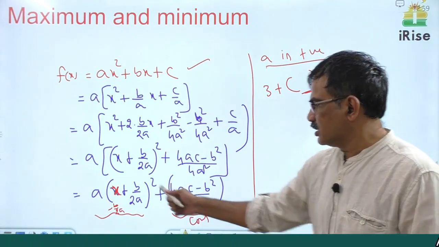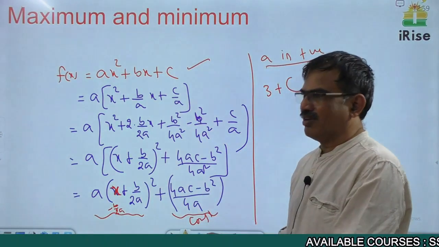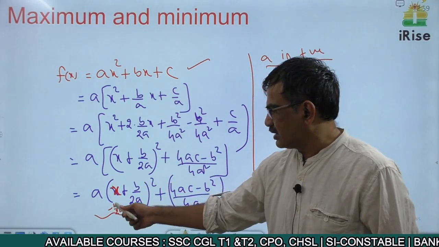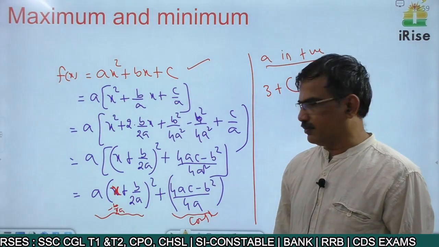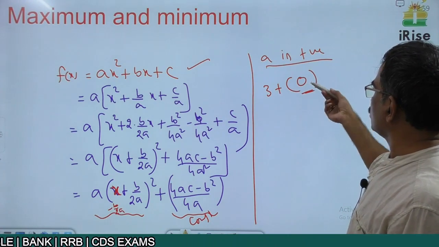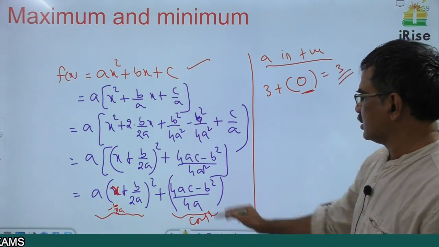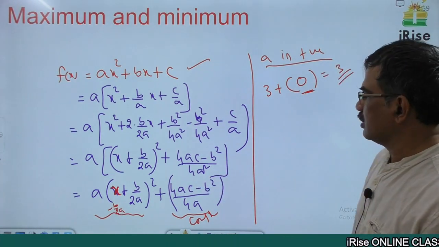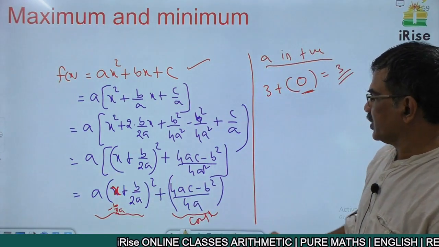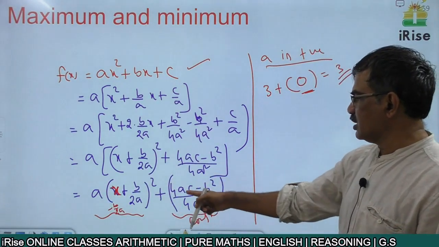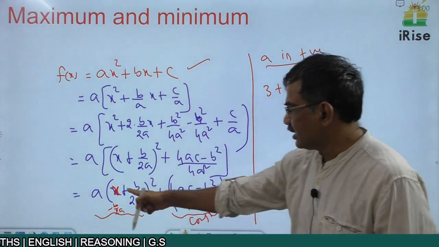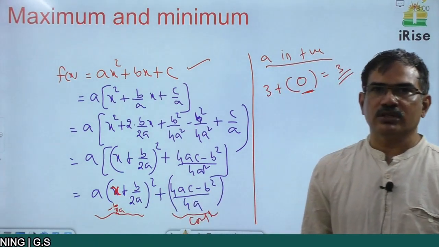This is the minimum value. This is a positive value added, so the value is more. If it is 0, this becomes the minimum value. So when x is equal to minus b by 2a, this is nothing but 0, so the minimum is 4ac minus b square by 4a. When a is positive, this expression has the minimum value 4ac minus b square by 4a at x is equal to minus b by 2a. That is the concept.